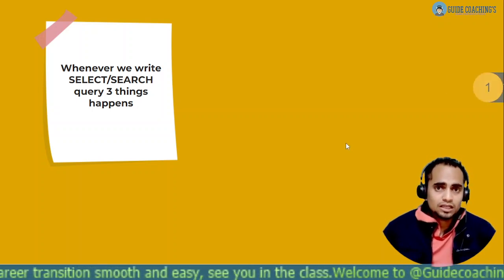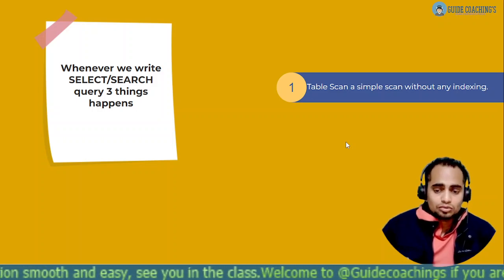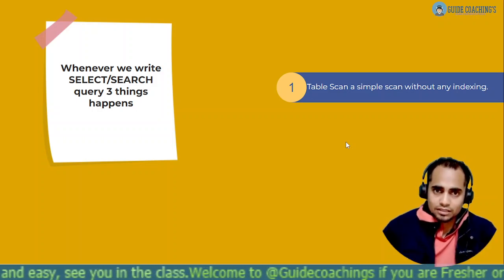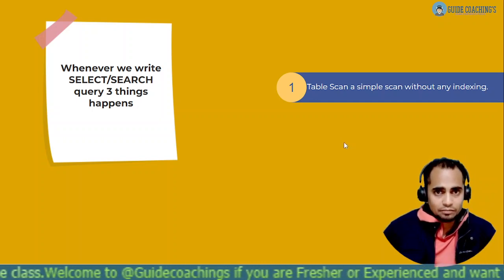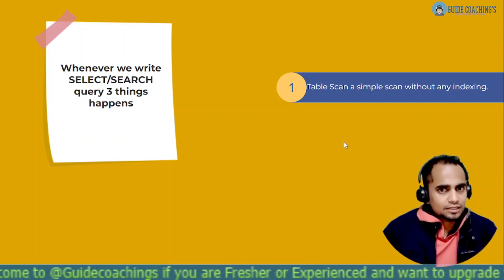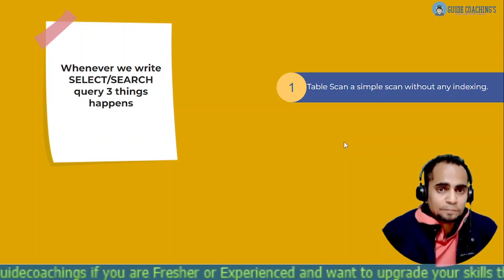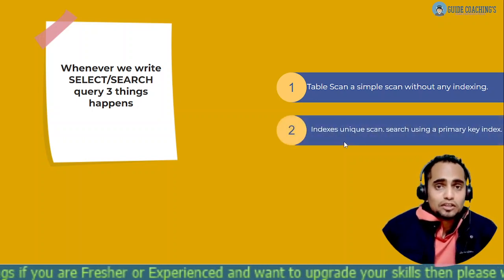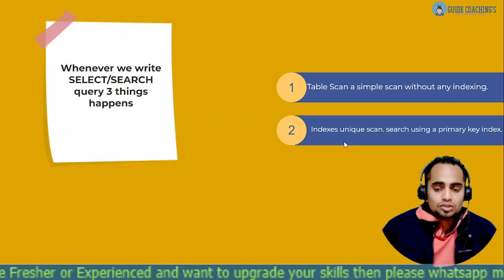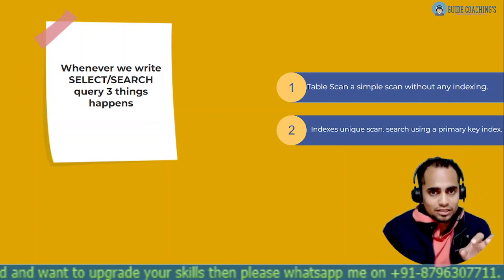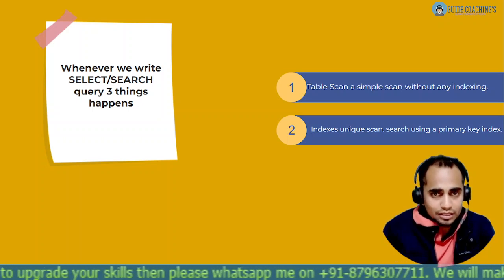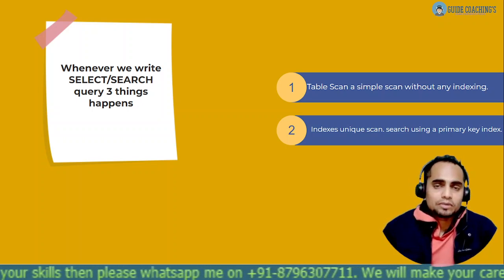So the first thing is it will scan simply, without any indexing. The scanning happens on that particular table without any indexing. That is the simplest and the most basic way. The second is it will have a unique index. Now, unique index scan is identifying a unique record inside that particular table using the primary key that we have discussed.